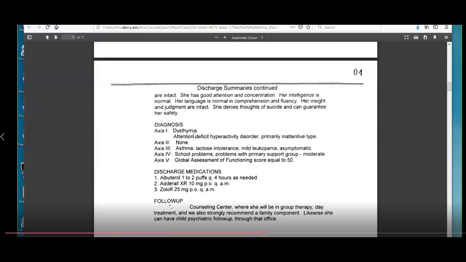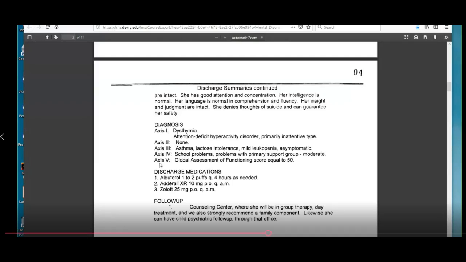So the diagnoses that the physician mentions here are dysthymia, and then attention deficit hyperactivity disorder, primarily inattentive type. Axis 2, there's none noted. Axis 3, asthma, lactose intolerance, mild leukopenia, and she's asymptomatic. Axis 4, school problems with primary support group, and then Axis 5 is global assessment of functioning, score equal to 50.